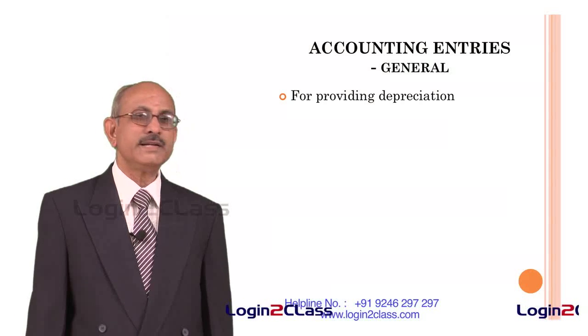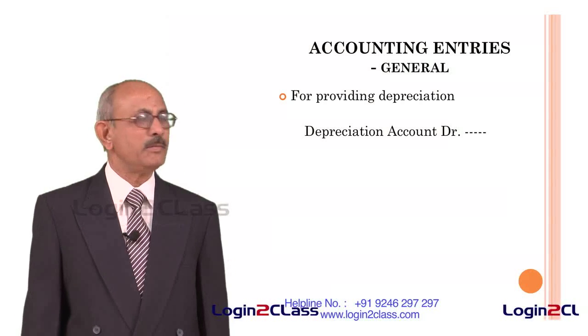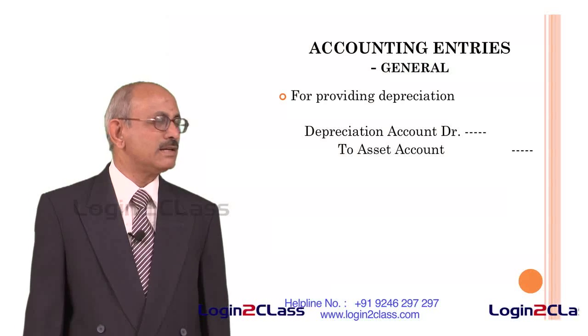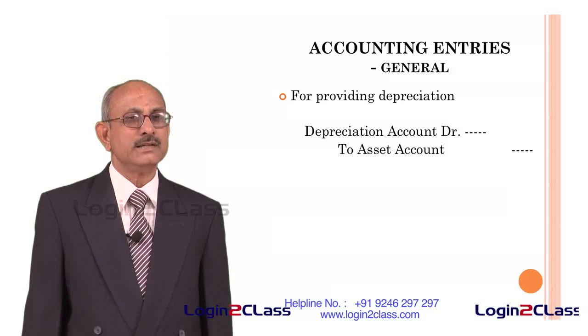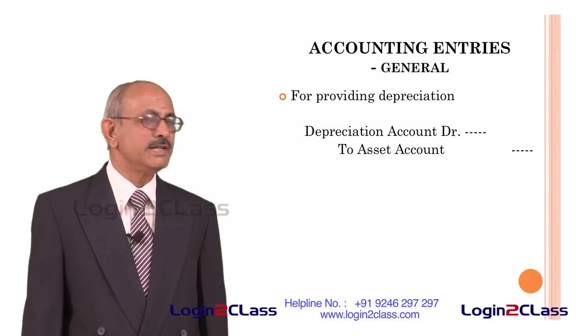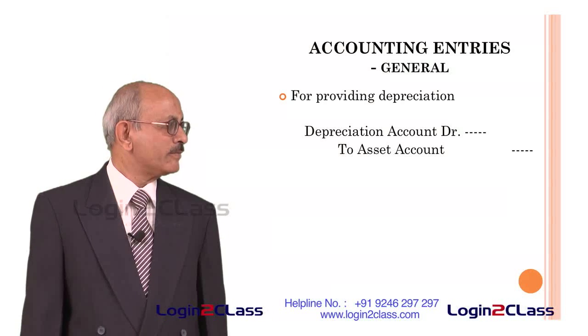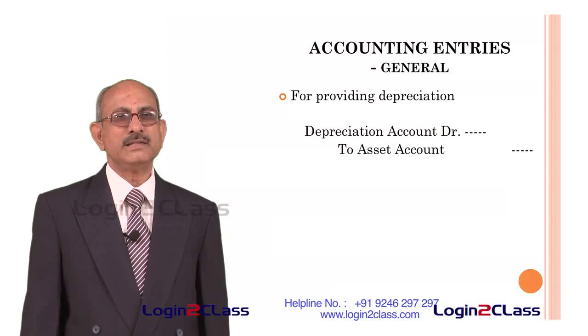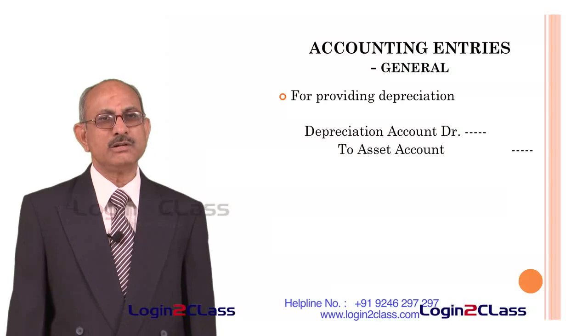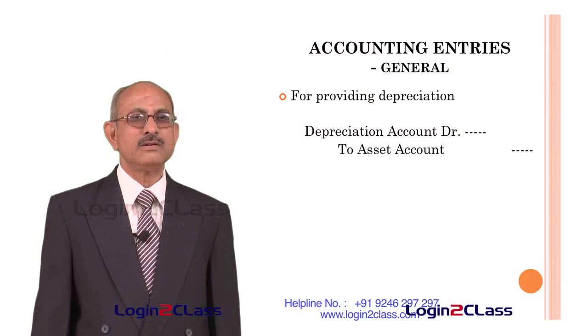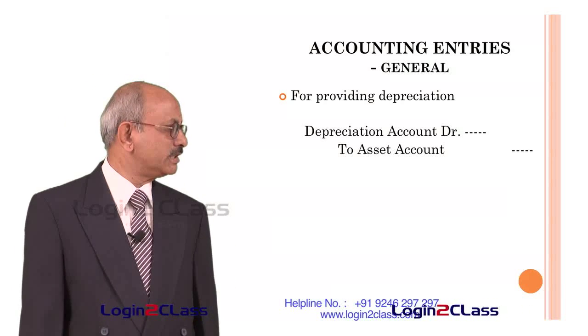So first entry of course will be depreciation account debit and the concerned asset account is credited. That means depreciation is treated as an expenditure, so that account is debited, and the asset account, the balance is reduced. So the debit balance goes down by crediting the asset account with the appropriate amount of depreciation.